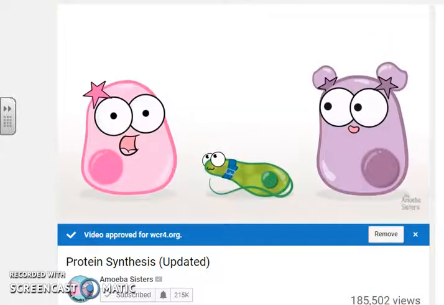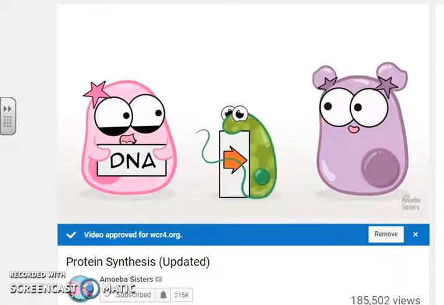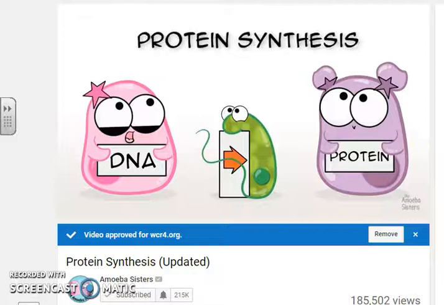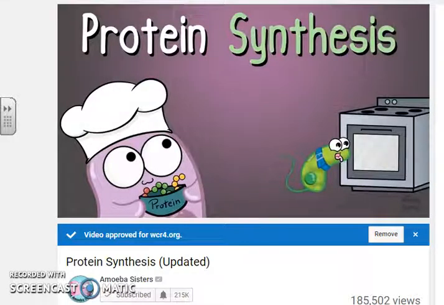So what we're going to talk about is how your DNA can lead to the making of a protein. This process is called protein synthesis. Synthesis essentially means to make something. So protein synthesis means to make protein.